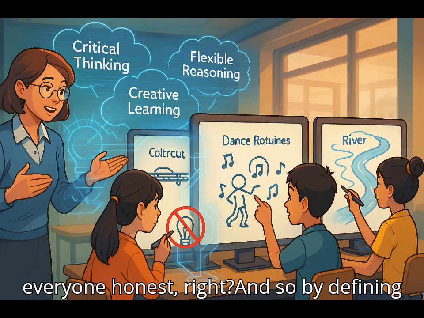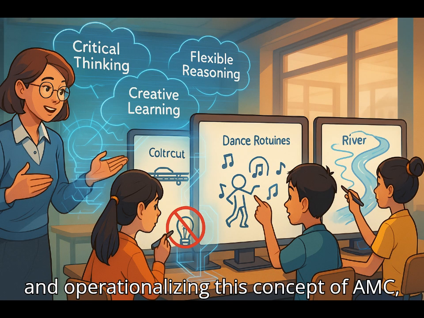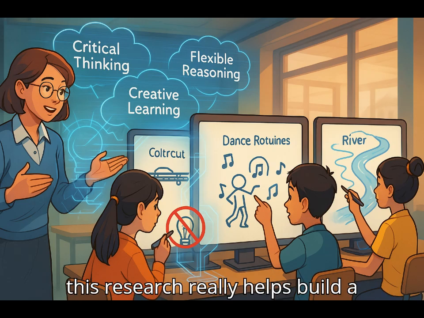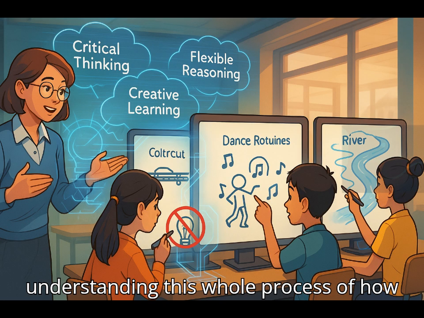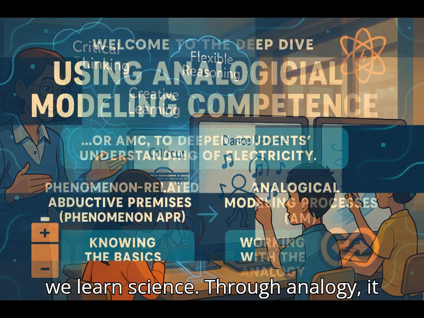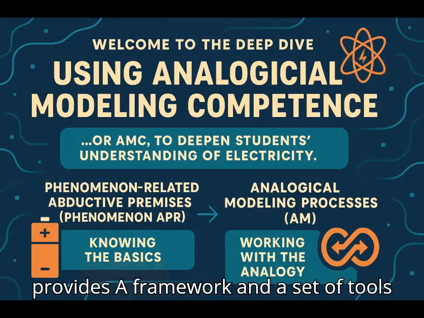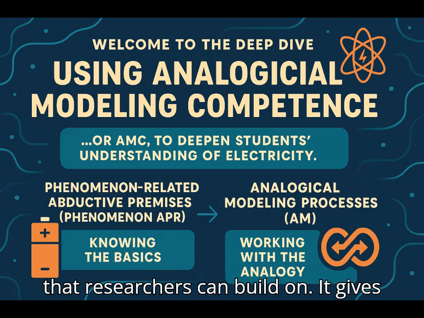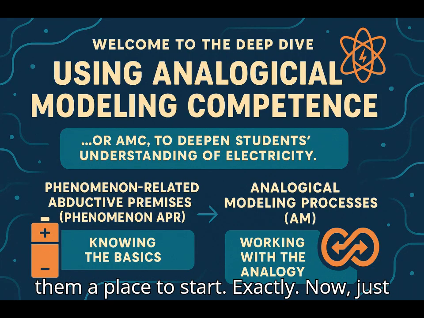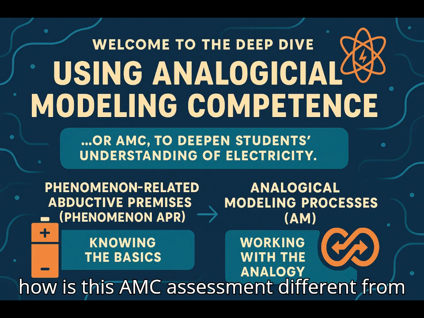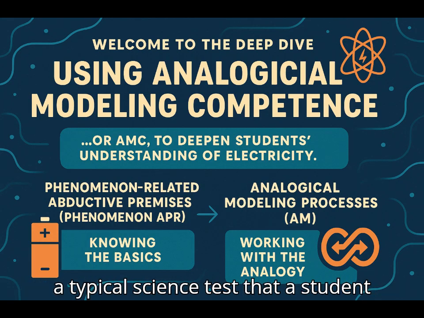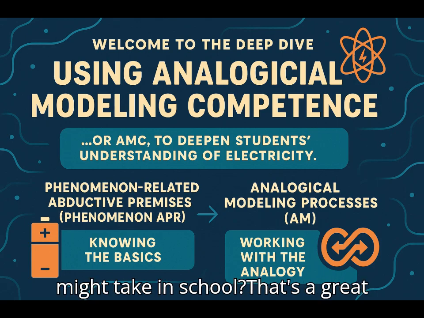And so by defining and operationalizing this concept of AMC, this research really helps build a stronger theoretical foundation for understanding this whole process of how we learn science through analogy. Yes. It provides a framework and a set of tools that researchers can build on. It gives them a place to start. Exactly. Now, just to clarify one thing before we wrap up, how is this AMC assessment different from a typical science test that a student might take in school?